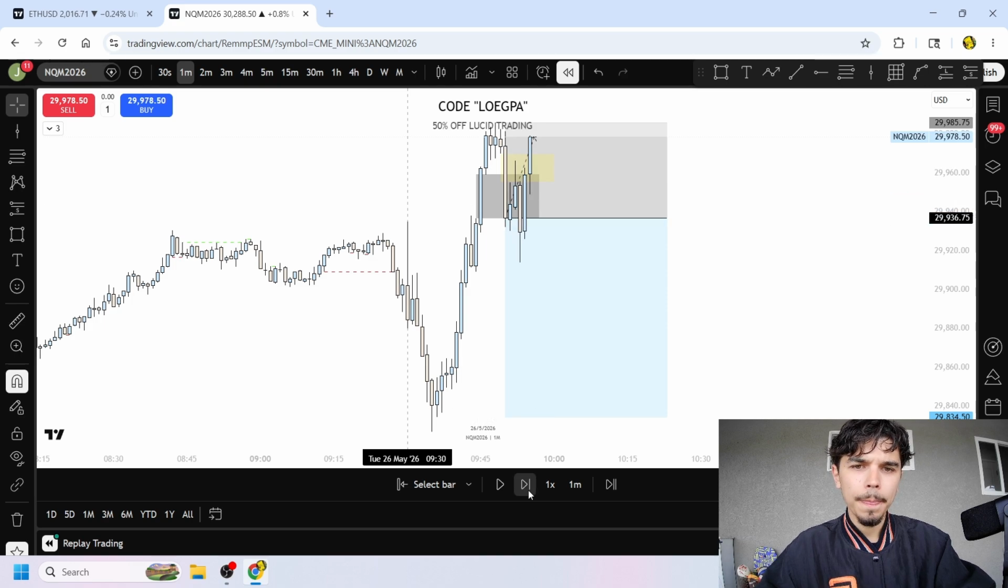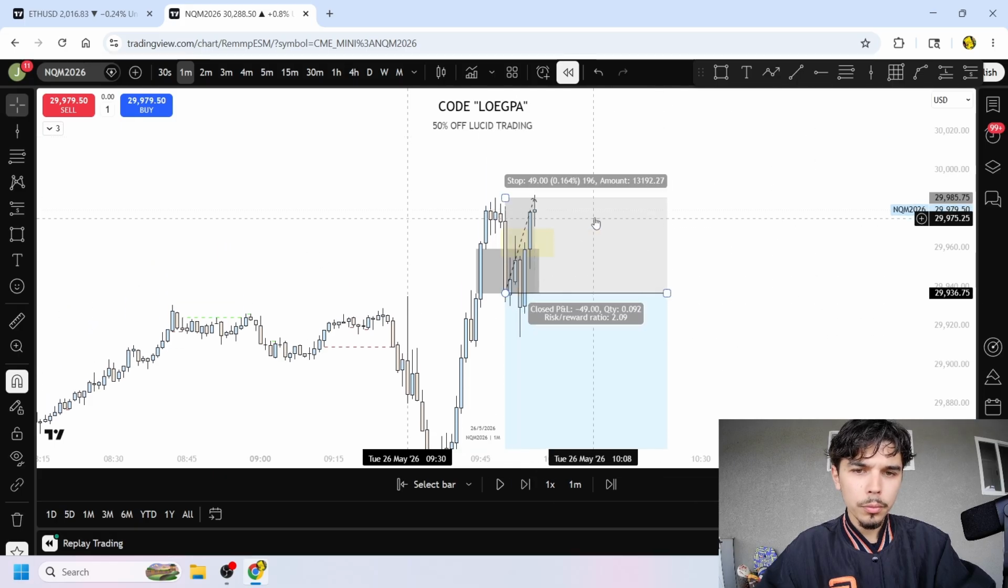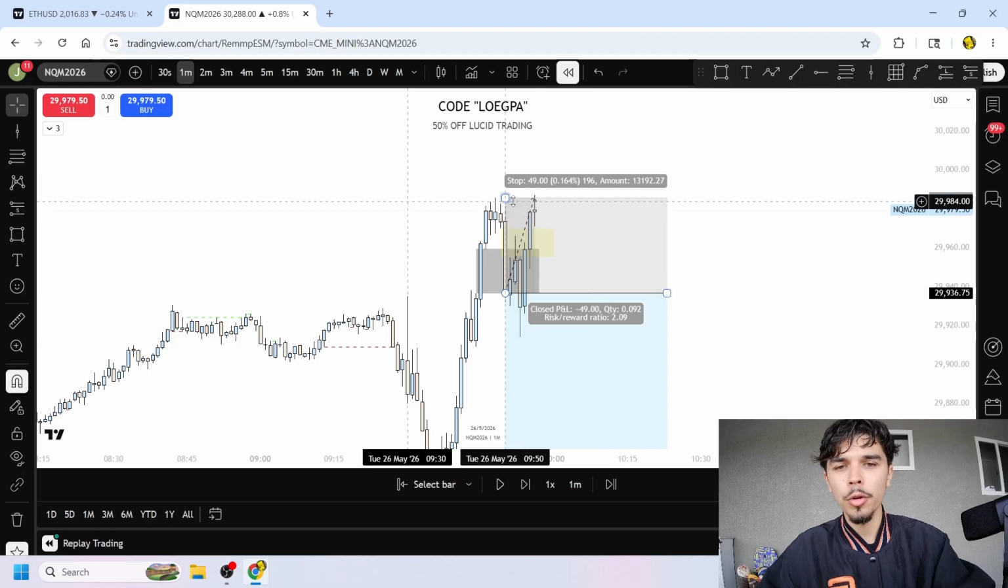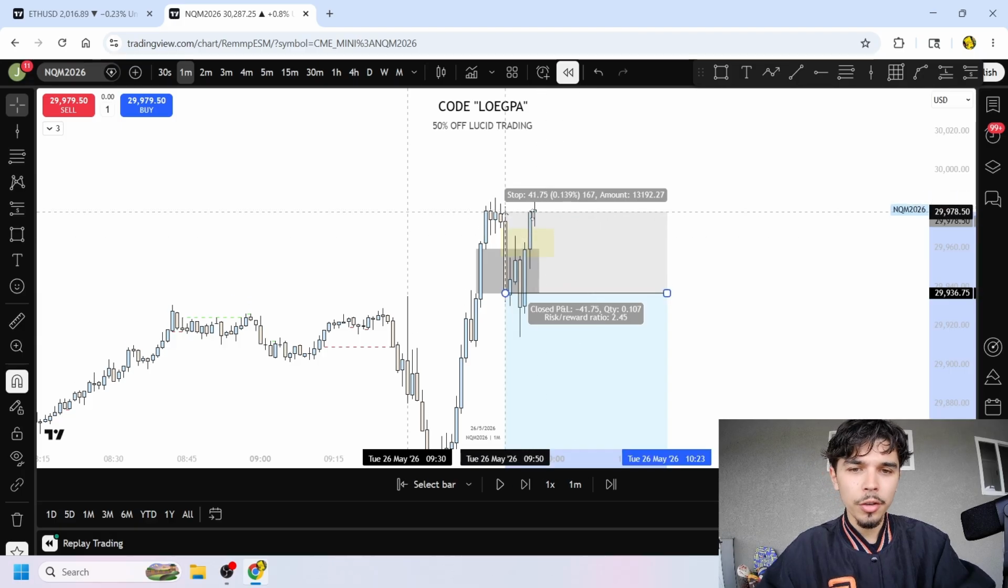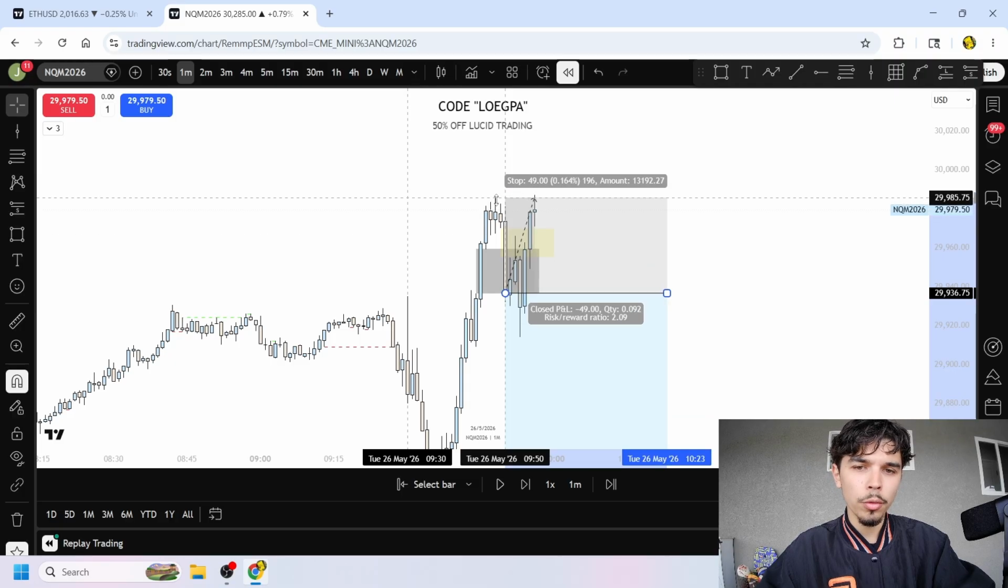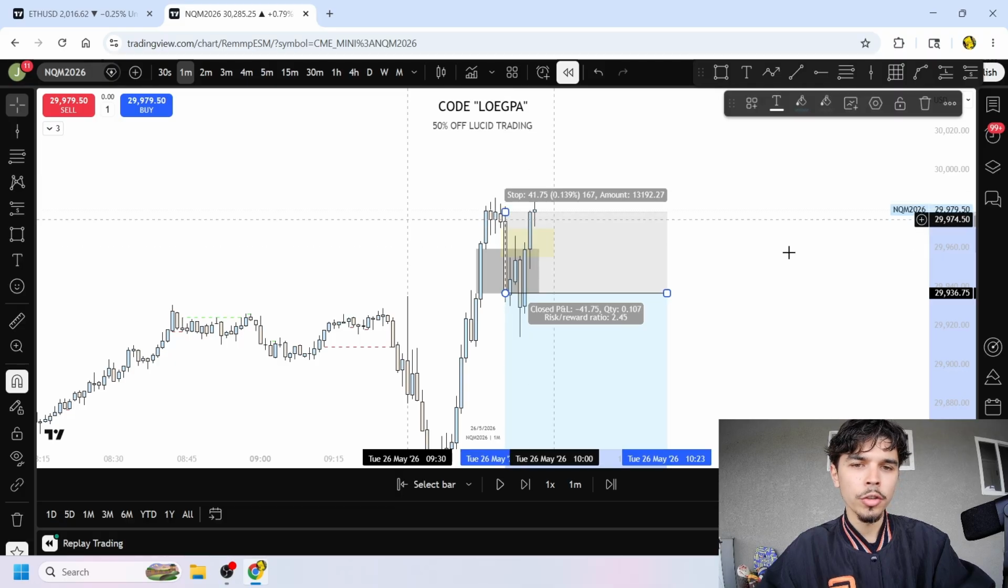Okay, and then all of a sudden, boom. So if you were to have a soft stop compared to a hard stop in this sense, you would save yourself an extra about 8 points or so. So a little bit better RR, you would get a 2.42 rather than a 2.09 on this trade idea if you were to have a soft stop.